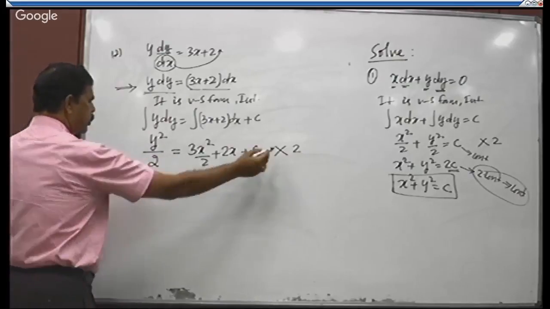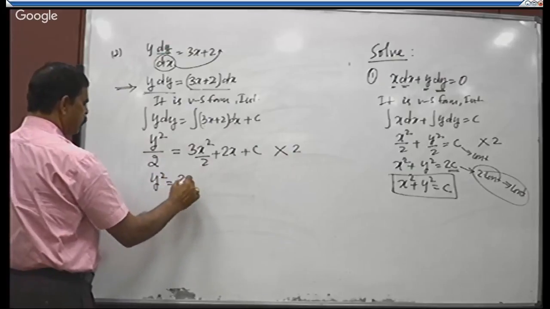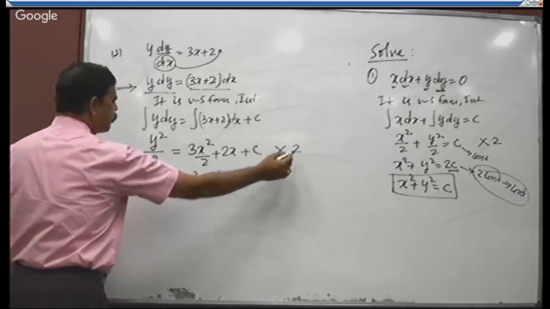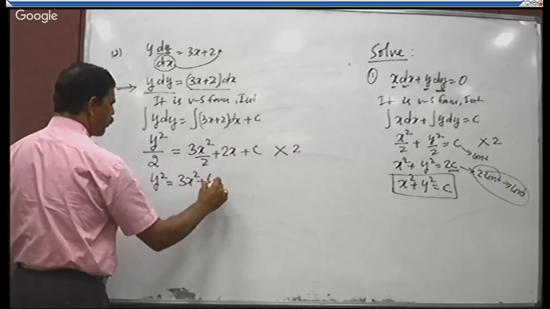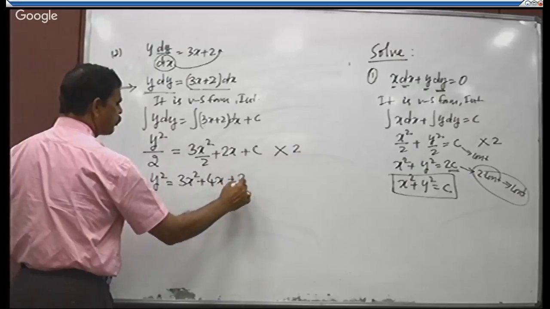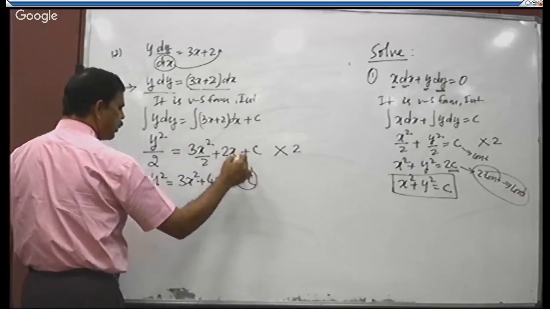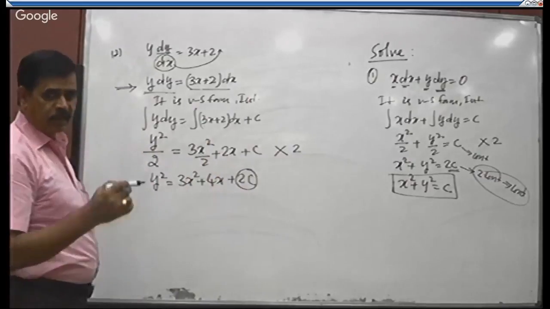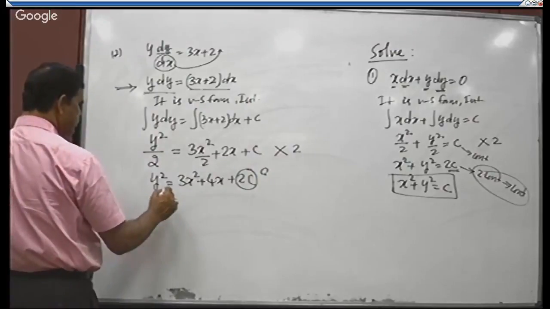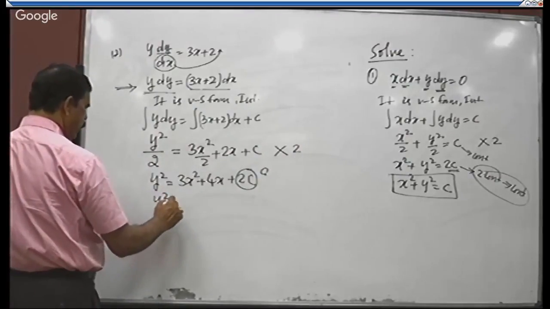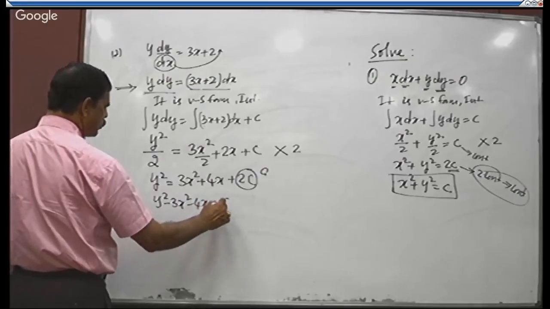Y square by 2 into 2 is what? Y square is equal to 3x square by 2 into 2, 3x square, plus 2 into 2, it is 4x, plus 2 into c, 2c. As I mentioned, any numerical times of c can also be taken as what? Only c. That becomes y square minus 3x square minus 4x is equal to c.